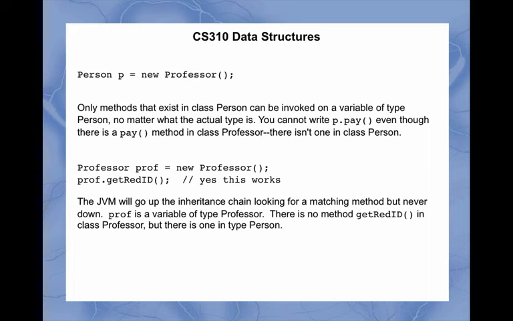So another rule, the first one was parents can point at their children, but children can never point at their parents. The next important rule to remember is that children inherit from their parents. At least they hope they do, but parents do not inherit from their children. Therefore, the inheritance chain goes only one way. The JVM will look up the chain but never down. Thus, Person p.pay won't work because that would require the JVM to go down the inheritance chain to find a matching method, but it will never do that.